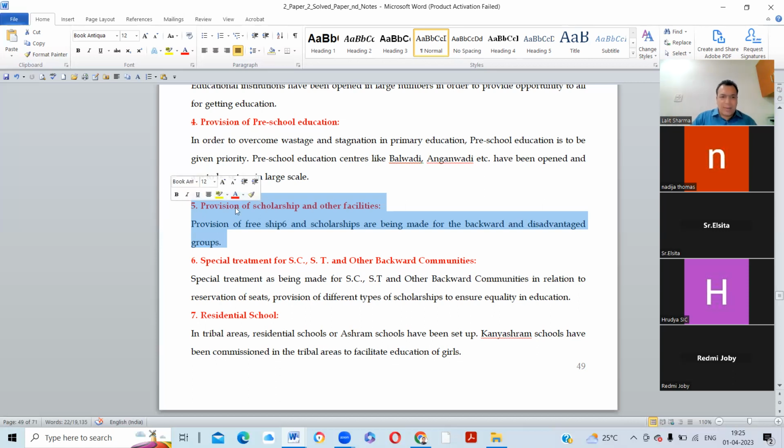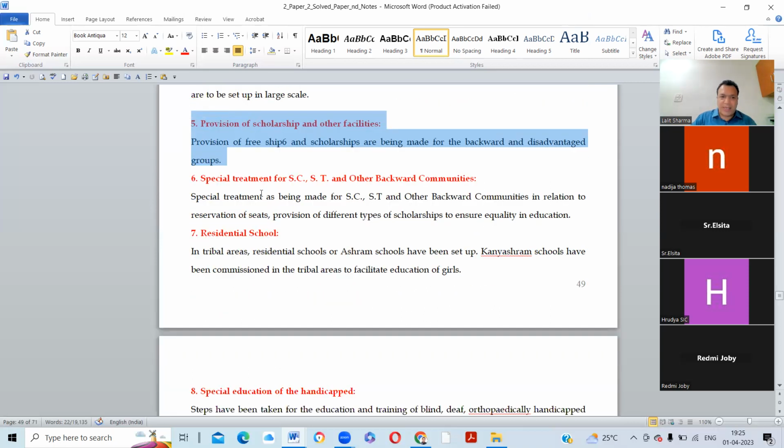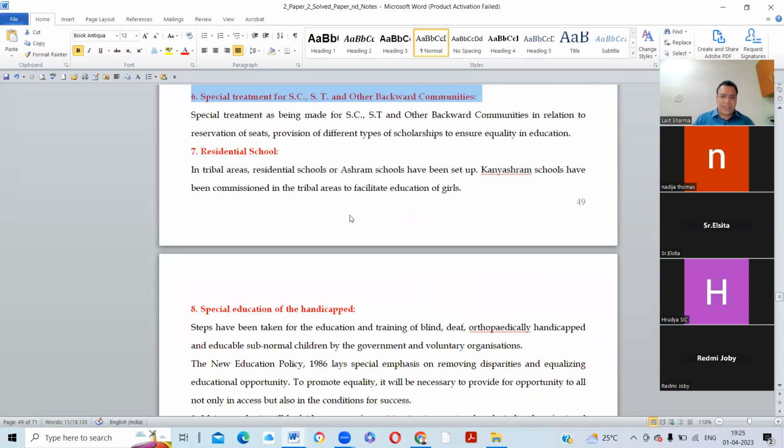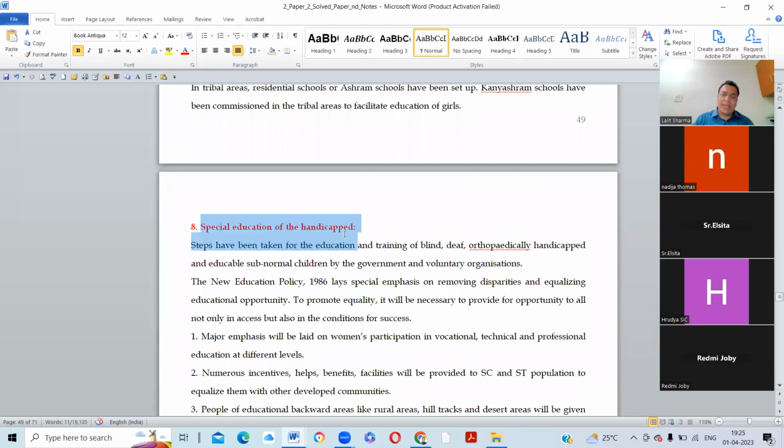Look, provision of scholarship and other facilities, special treatment for the SC, ST and other backward communities. First of all we bring them up, right, up to that level. Only then can they get equality of educational opportunities, right? Residential schools, special education of the handicapped.